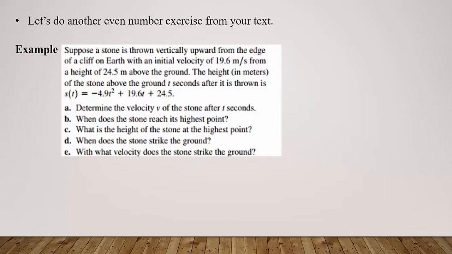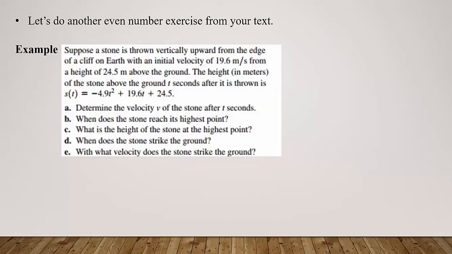It has 5 parts. Here, a stone is thrown vertically upward from the edge of a cliff on Earth, and it has an initial velocity of 19.6 meters per second. And the height is 24.5 meters above the ground. So the height in meters of the stone above the ground t seconds after it is thrown is given by that position function, s of t equals negative 4.9 t squared plus 19.6 t plus 24.5.